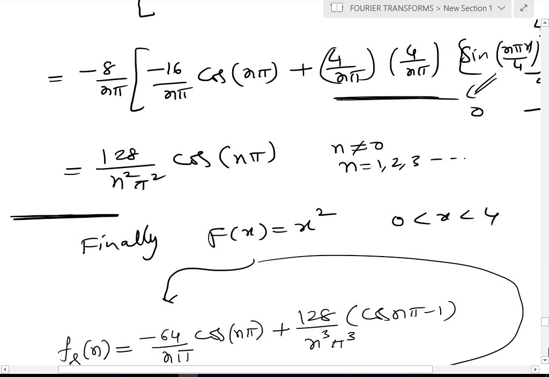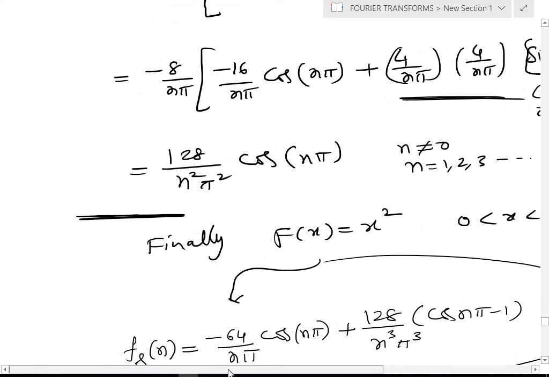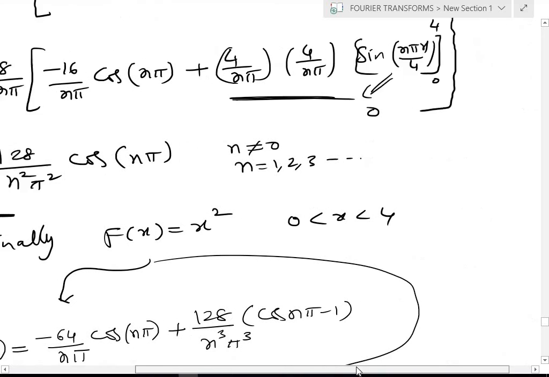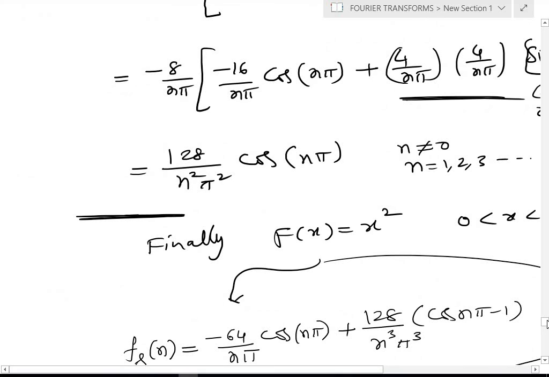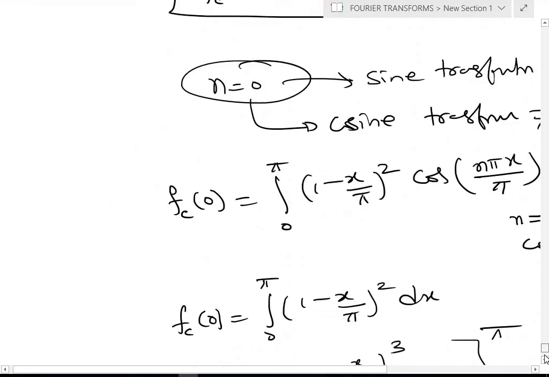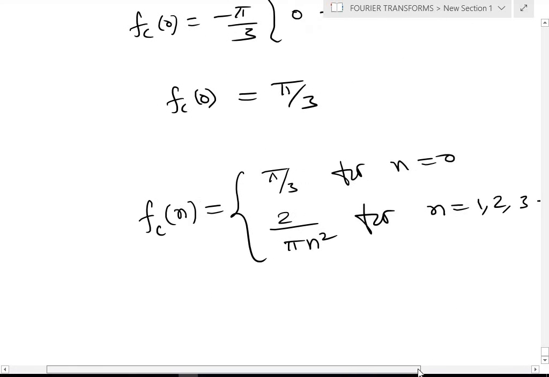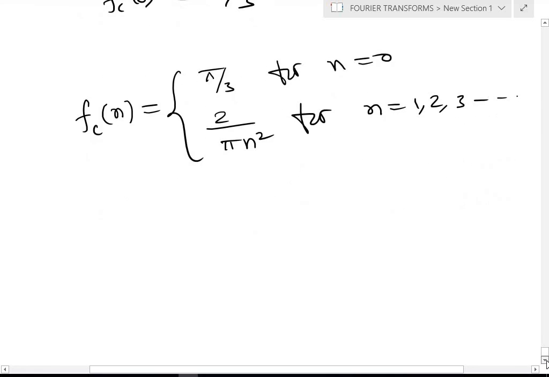Remember this, I'm writing again here. At the end I'll write here. Or otherwise if I have space I can write at the left side. So let me write at the end.